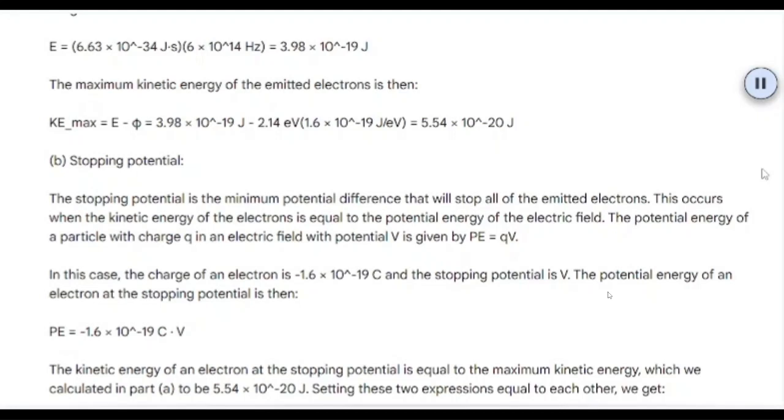The maximum kinetic energy of the emitted electrons is then KE_max equals E minus phi, equals 3.98 × 10^-19 J minus 2.14 electron volts times 1.6 × 10^-19 J per electron volt, equals 5.54 × 10^-20 J.